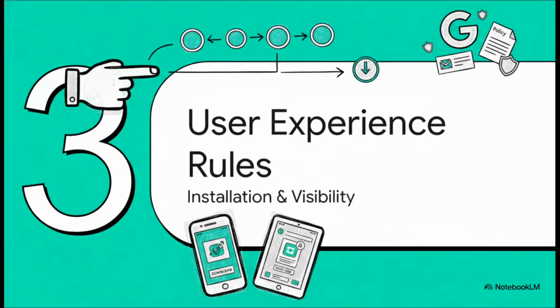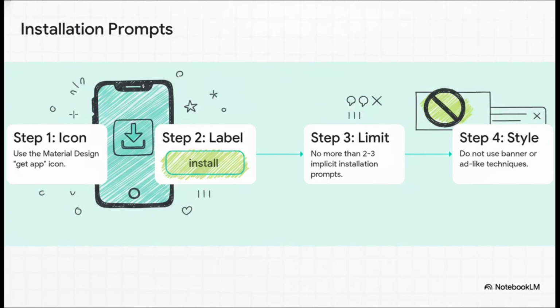Now, let's focus on the user experience because Google has some really specific rules about how you can ask users to install the full version of your app. And I mean very specific. You have to use the official Material Design Get App icon. The button needs to say install. You can only prompt them maybe 2 or 3 times. And, this is a big one, you can't make it look like a banner ad. The prompt has to feel like a natural, helpful part of the app.